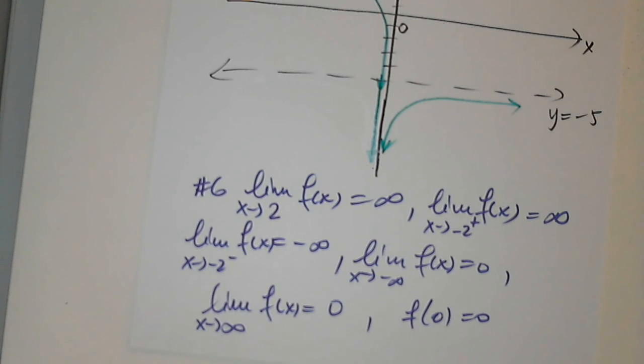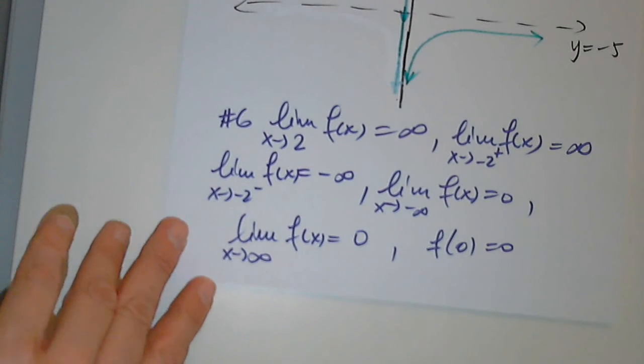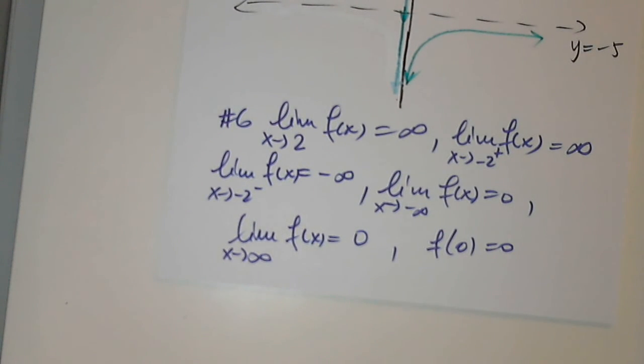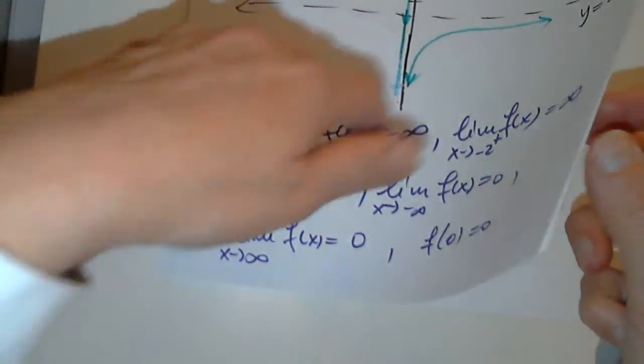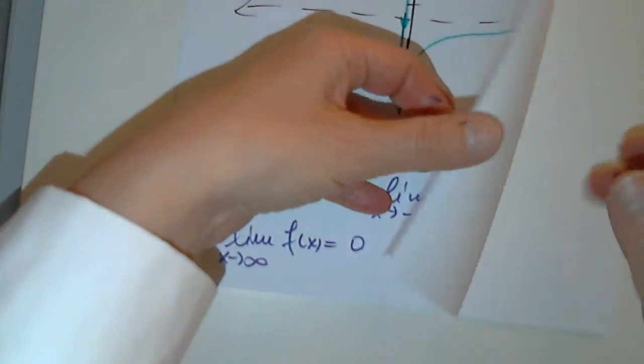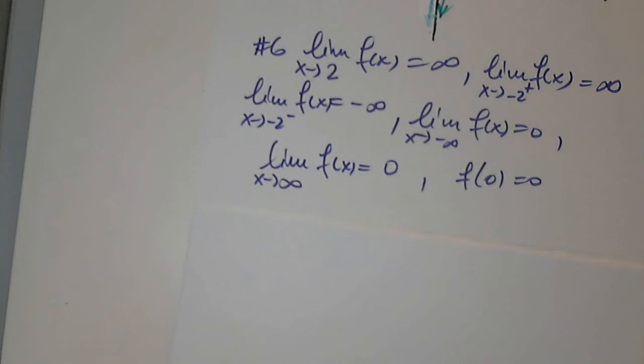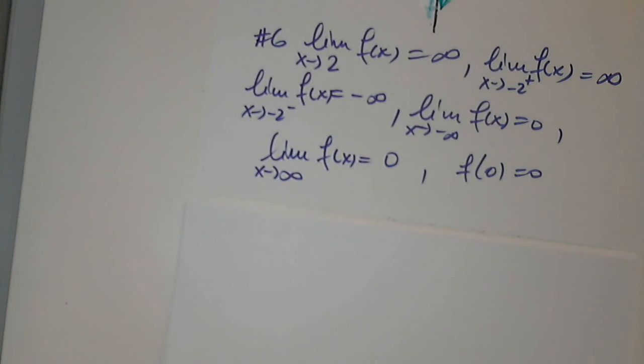I'm checking my numbers. Yes, 2, -2 from the right, -2 from the left. I think that's what I have. Yes, correct. And negative infinity the first one, and infinity the second one. That's it. Perfect. I highly recommend summarize all this information somehow, so you can make sense of it. Okay, so let's do that.